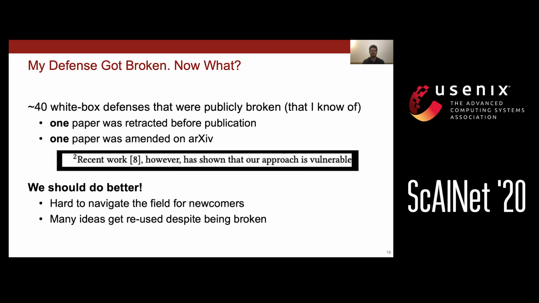So why is this problematic? Mainly because it makes it much harder for people, especially newcomers, to navigate this field and to understand what has been tried and what works and what doesn't. And it's actually quite common to see new papers that reference and build on some earlier defense, even though that defense has actually been broken.